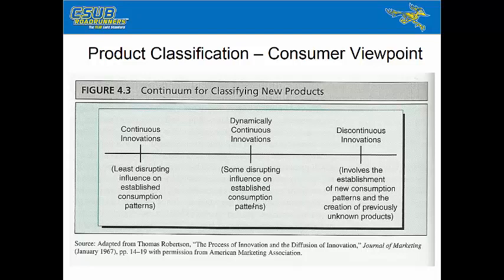Dynamically continuous innovations, there's some disruption in your behaviors, but they're largely based on what your consumer behaviors used to be. And then finally, with discontinuous innovations, you're basically creating new consumption patterns for previously unknown products. So these are the more radical innovations. These are the more incremental innovations.